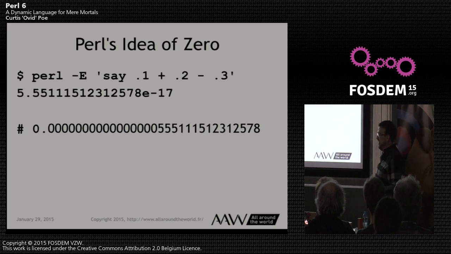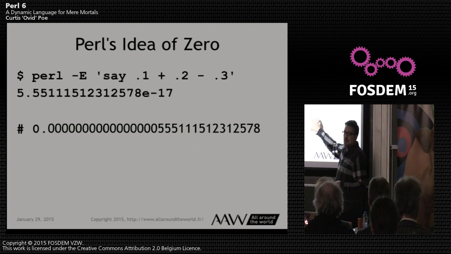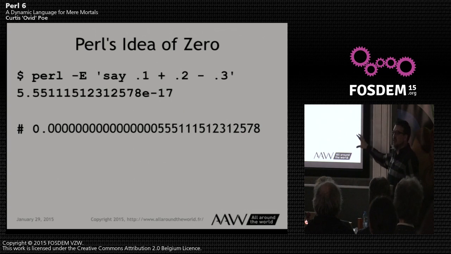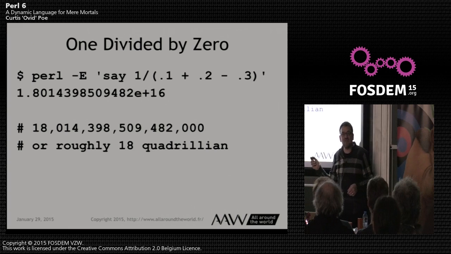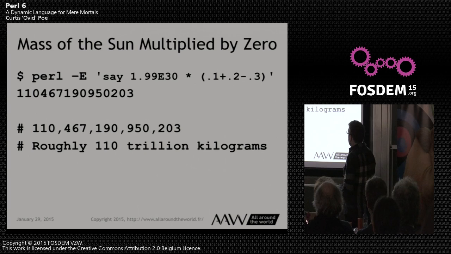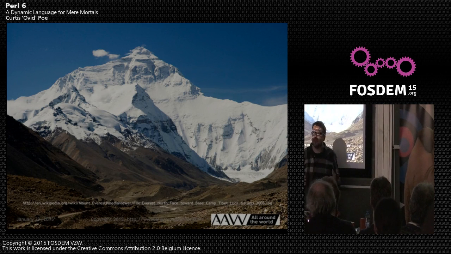But it's not a small number in one sense, because if you think about it in terms of math, in number theory there are infinitely many numbers between that and 0. In fact, in terms of something called Aleph null, there are as many numbers between that and 0 as there are between 18 quadrillion and 0. 0, we know, has special properties. So 1 divided by 0 is 18 quadrillion. That is an exceptional number. That is not an exception. Or let's multiply the mass of the sun by 0. That's 110 trillion kilograms, or as Enrico Fermi would tell us, roughly the size of Mount Everest. Yes, as all of you have suspected, Mount Everest is nothing more than a floating point error.